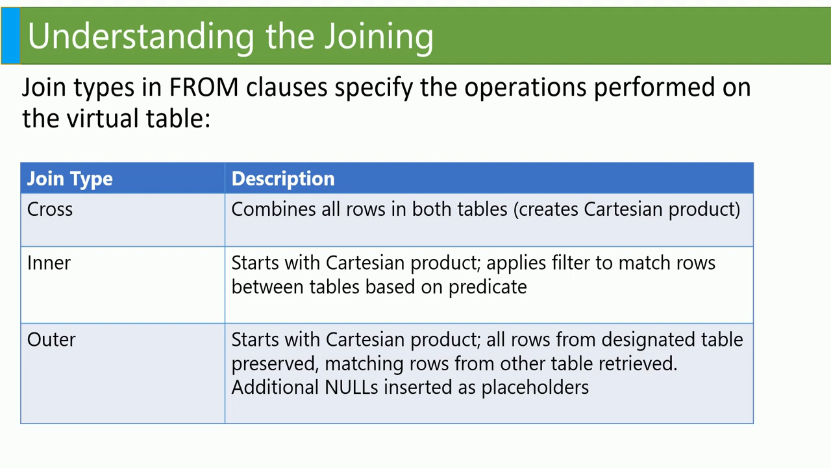Inner join starts with the Cartesian product and applies a filter that matches rows based on the predicates. Outer join starts with the Cartesian product, then preserves all rows in the designated table, retrieves the matching rows from the other, and adds additional rows with NULL placeholders. So these are the definitions of cross, inner, and outer join.